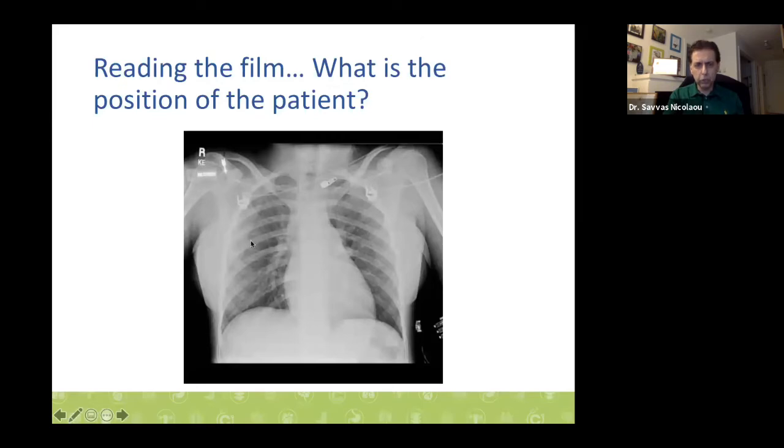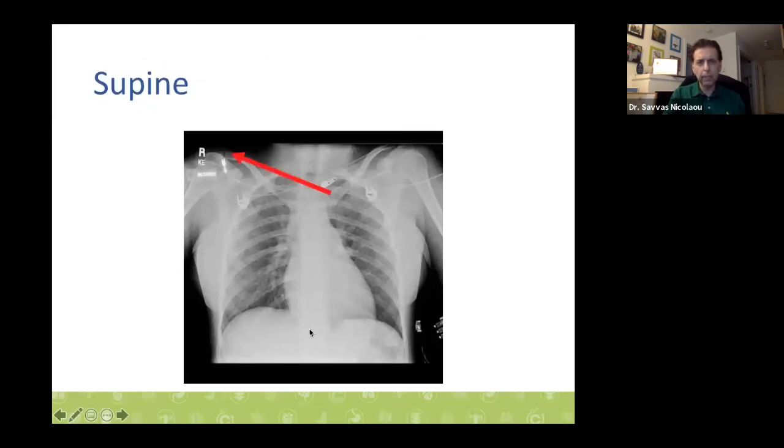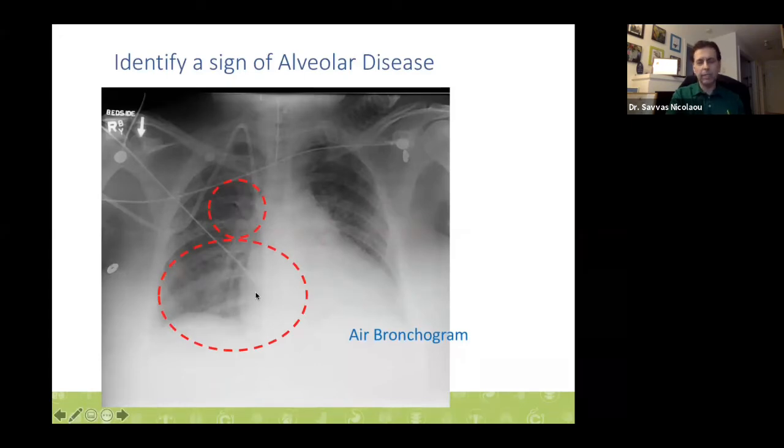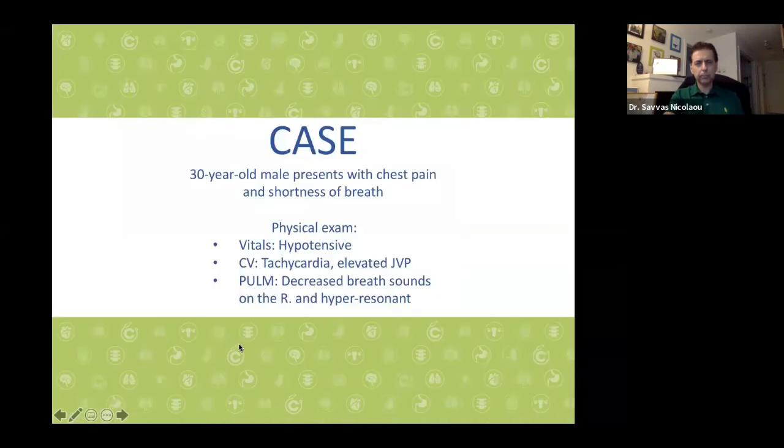What is the position of this patient? Supine. Why do we know it's supine? Because the arrow points downwards. We can see the arrow pointing downwards. That means it's a supine projection, meaning the mediastinum is widened, the heart is enlarged by 20-25%. Air bronchograms, we see these branching air lucencies within areas of consolidation, within the area of opacity, that implies consolidation.